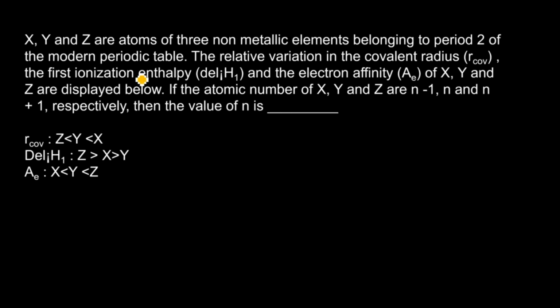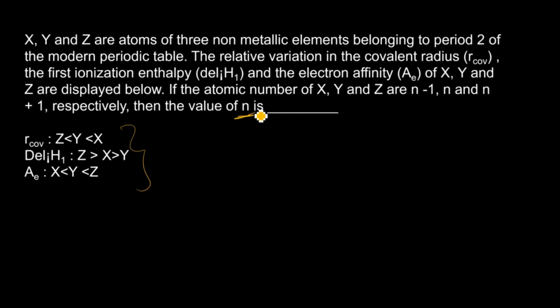X, Y and Z are atoms of 3 non-metallic elements belonging to period 2 of the modern periodic table. Okay, period 2. Fine. The relative variations of the covalent radius, first ionization enthalpy, and electron affinity are given. The atomic numbers of X, Y and Z are n minus 1, n and n plus 1 respectively, which means that these are subsequent atoms. So according to this, we have to find the value of n. n is nothing but the atomic number, right?